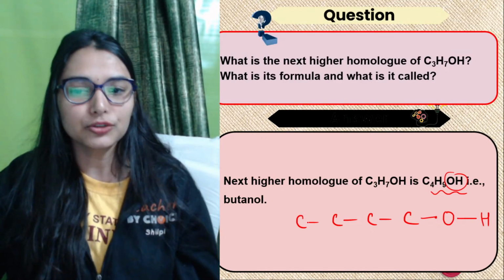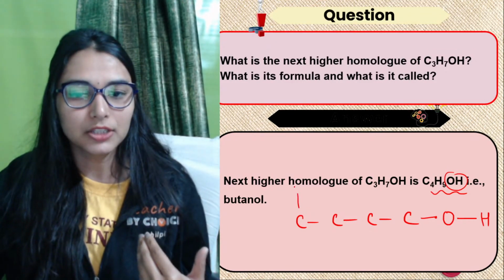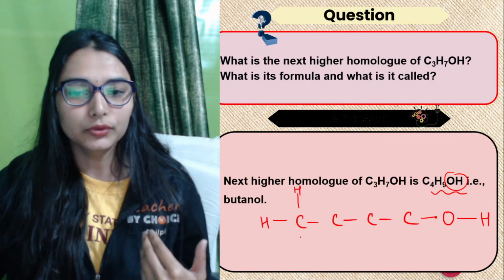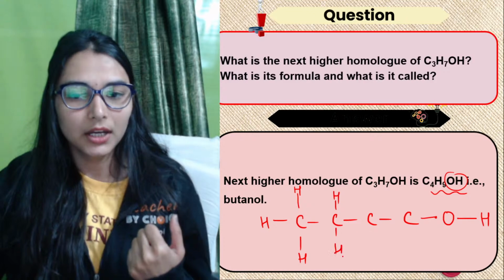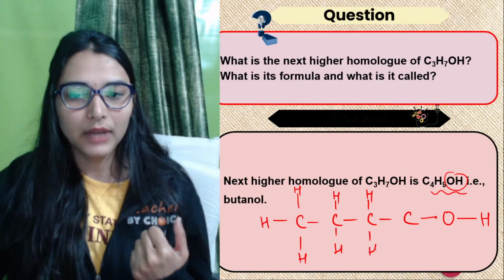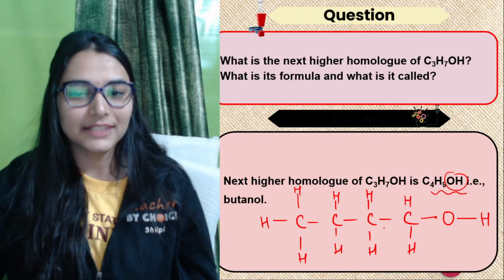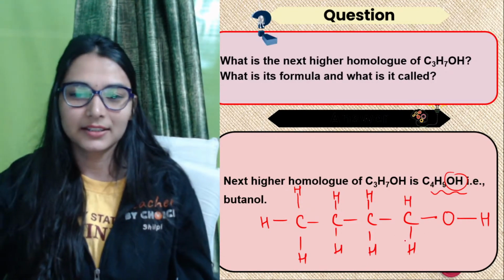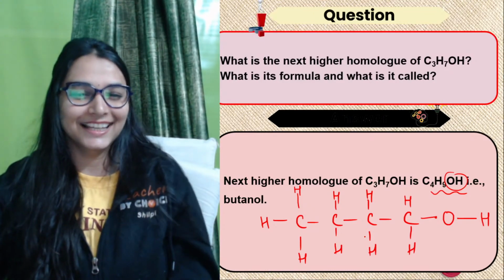Now the last thing is to attach the hydrogens in a way that the valency of carbon is completely filled. Let's do it. 1, 2, 3. The valency of this carbon is complete. 1, 2. Okay, 1, 2 and 1, 2. So you can see how many hydrogens? 1, 2, 3, 4, 5, 6, 7, 8, 9. Okay, done.